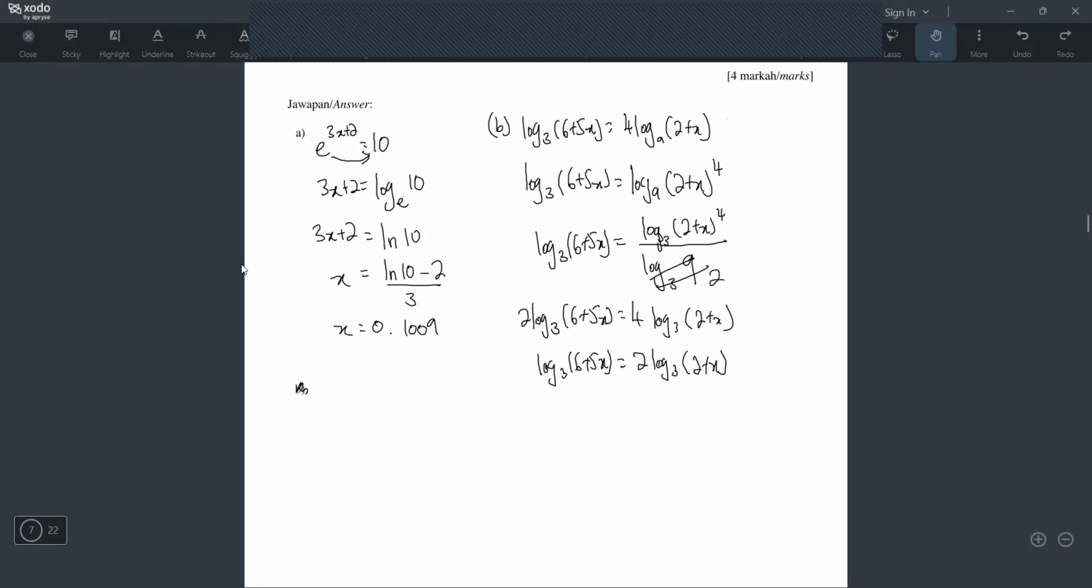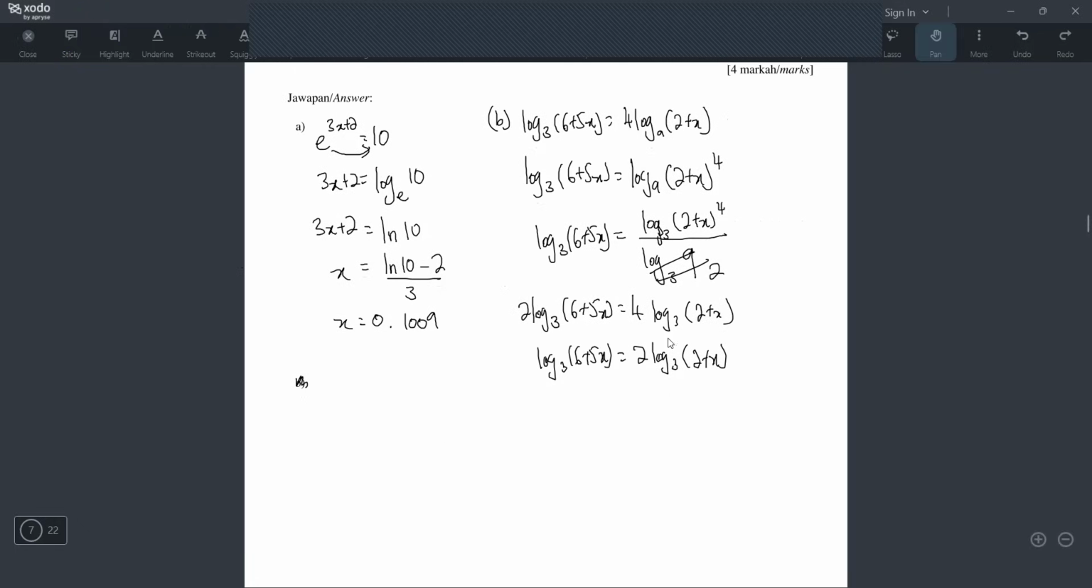So now you already have both sides with the same base. But before we compare, if you look at this, in front of the log we don't have a number. So this one, in front of the log also, make sure there is no number. So just bring the 2 up here so it becomes a power. So it becomes (2 plus x) power 2. And then here is just log 3 (6 plus 5x). Now both sides have no number in front of the log and they are both the same base, so we can compare side by side.